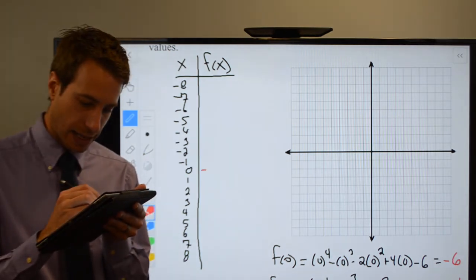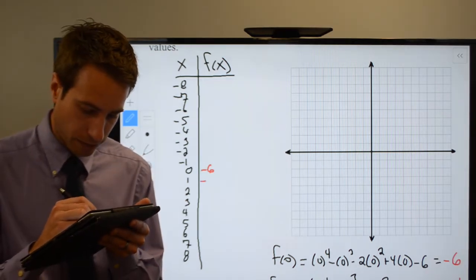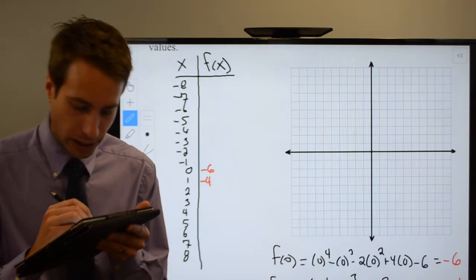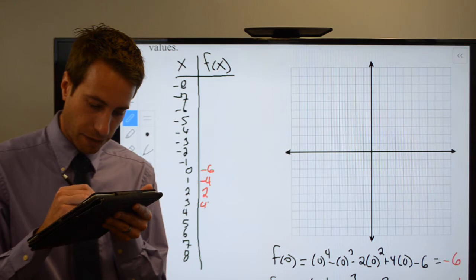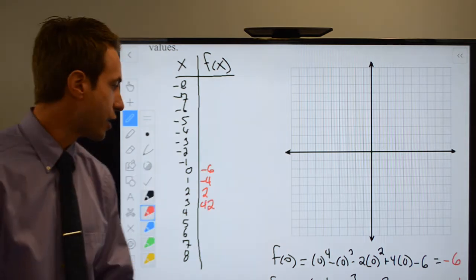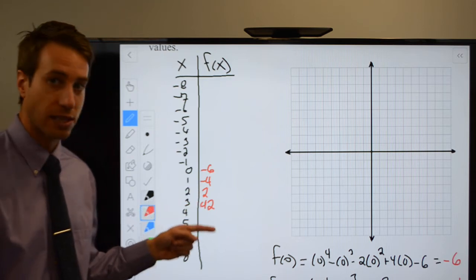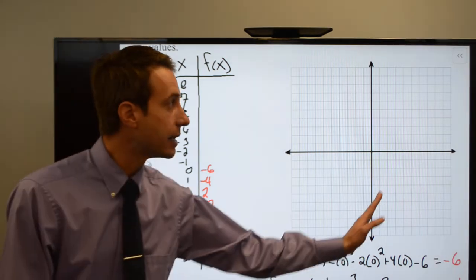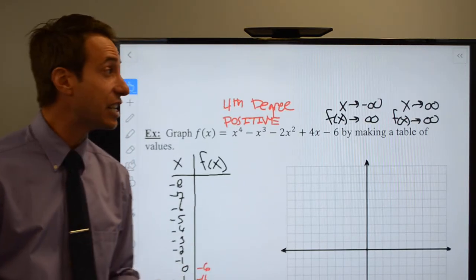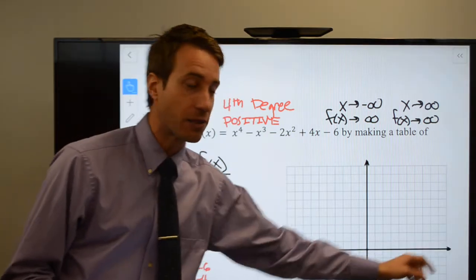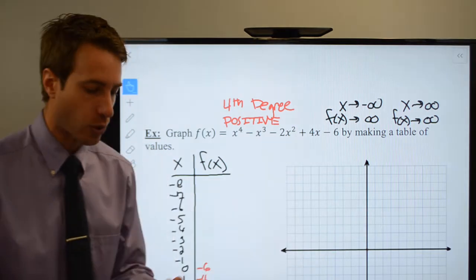0 is negative 6. 1 is a minus 4. Positive 2 gives me a positive 2. 3 gives me a positive 42. And here's what I know. Look at how these numbers are getting bigger. Negative 6, negative 4, 2, positive 42. You notice how those are headed in the positive direction? And since I already knew that as x goes to positive infinity, my function is going to go to positive infinity, guess what I now know?